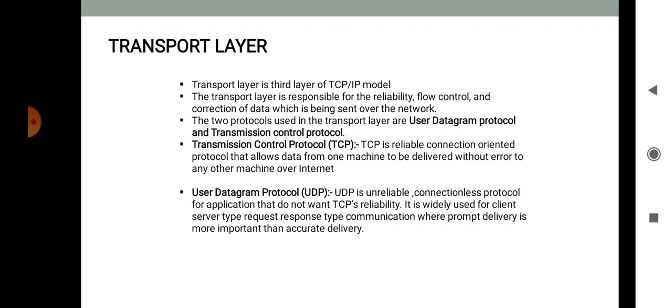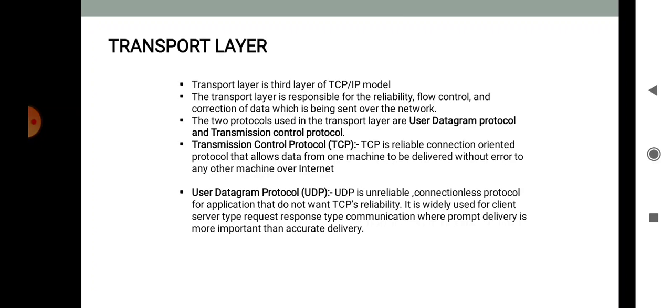That means it breaks the data into smaller units, and these smaller units are also called segments, which are encapsulated within some IP packets and transmitted. And the receiving TCP reassembles these into a single stream and gives it to the application layer. This also handles flow control.